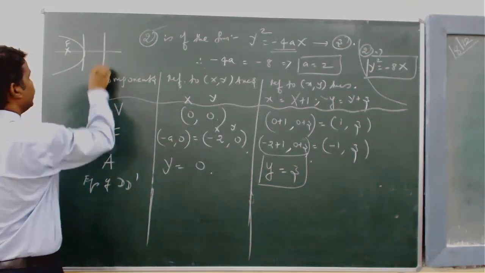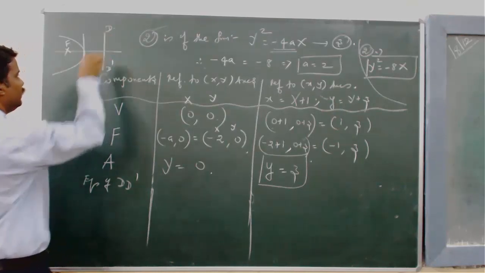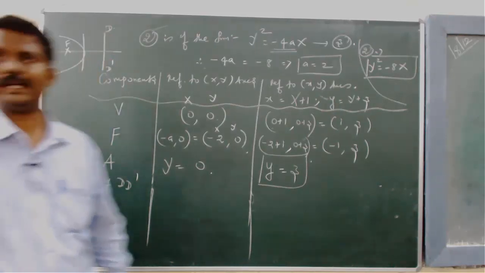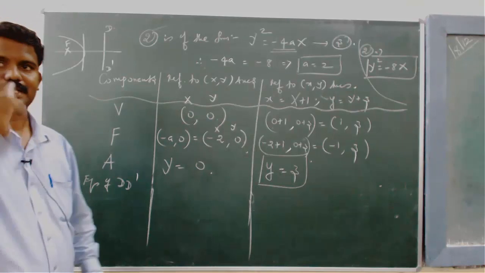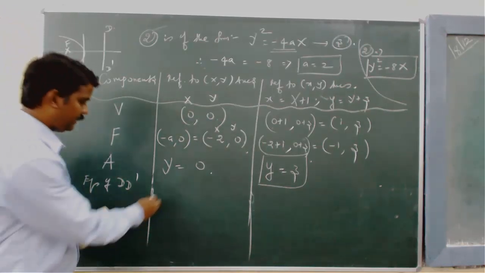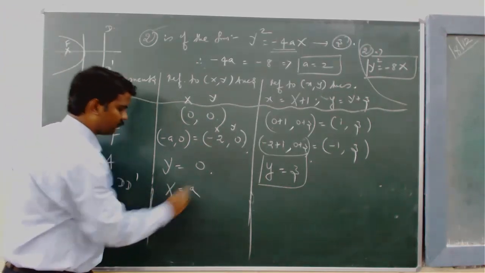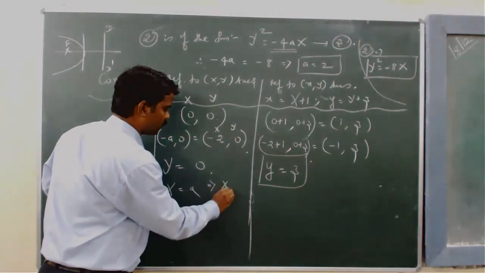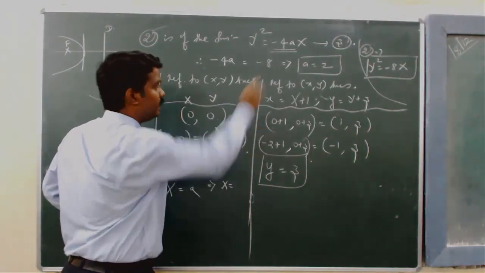Where will the directrix come? It will come here, right? Directrix dash. Tell me what is the equation of directrix? Which x, capital X or small x? How should we write it here? We write capital X is equal to a. Tell me what is the value of small a?